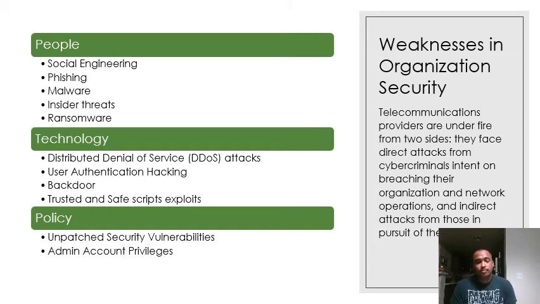We also have to be on the lookout for backdoors, which are basically ways that hackers leave open in our system to steal information or disrupt our operations. And also trusted and safe script exploits. This would involve any websites that at first seem secure or possess the trusted symbols, but they actually have exploits. Lastly, we have weaknesses in our policy, which could include unpatched security vulnerabilities and also people having admin account privileges.